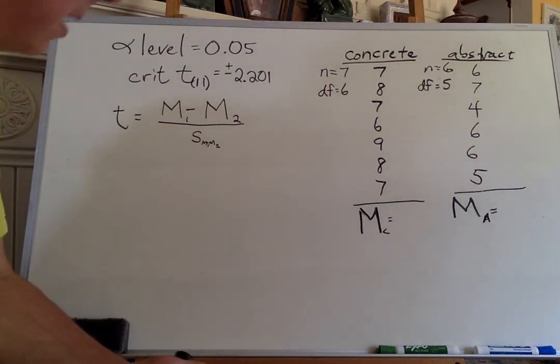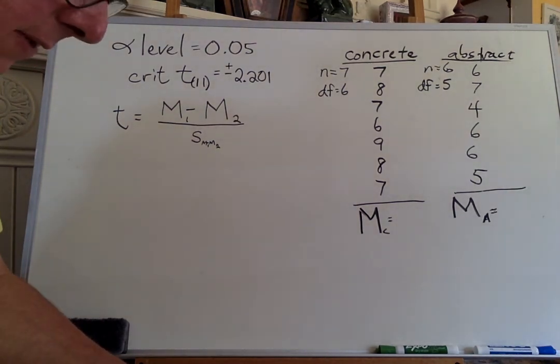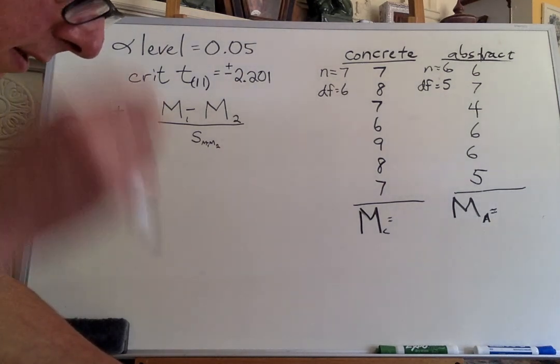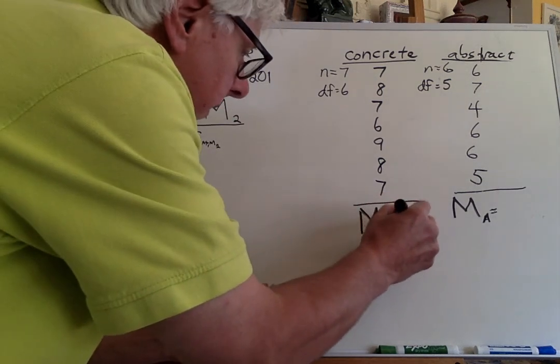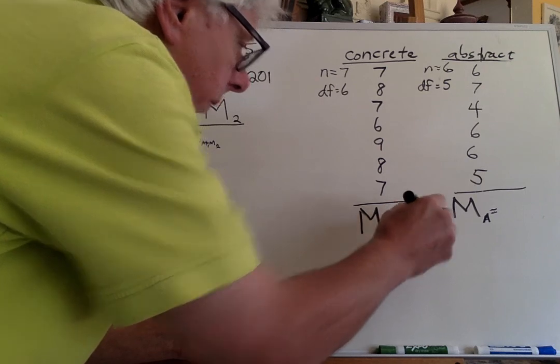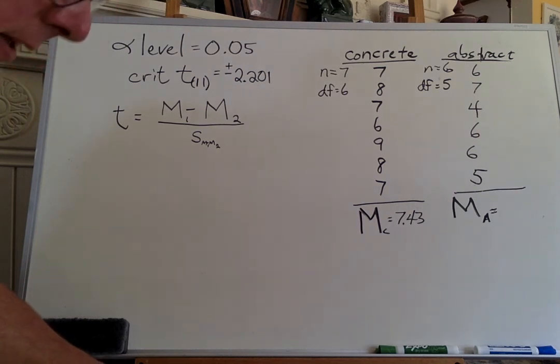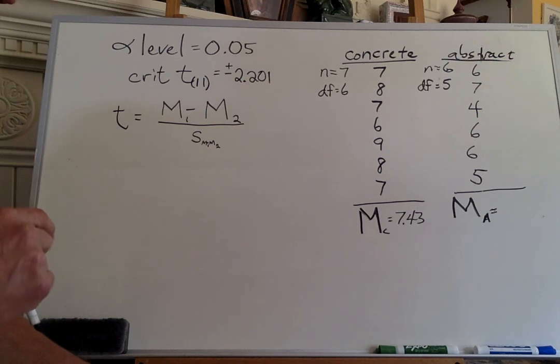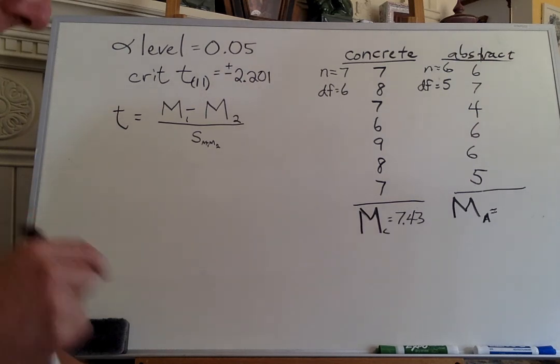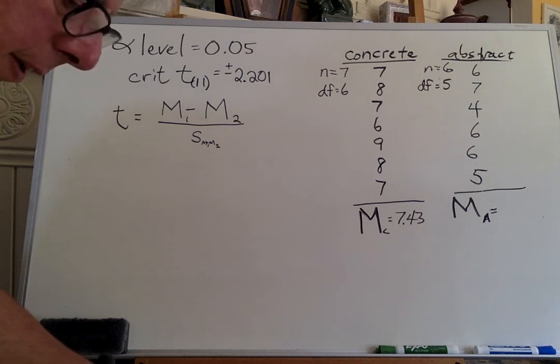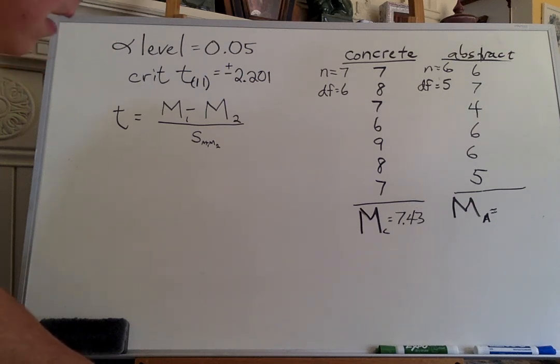But let's get the mean here. 15 plus 13 plus 17 plus 7 equals 52 divided by 7. So the mean here is 7.43. And I'm just going to quickly check that. 7 plus 8 plus 7 plus 6 plus 9 plus 8 plus 7 equals 52 divided by 7, 7.43.